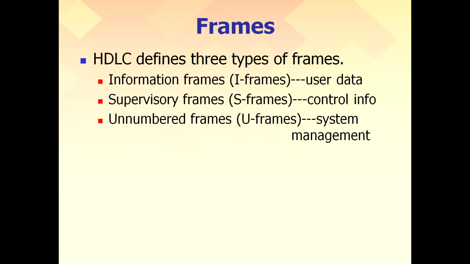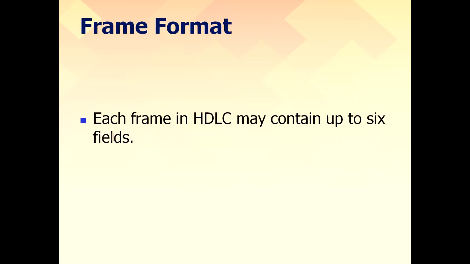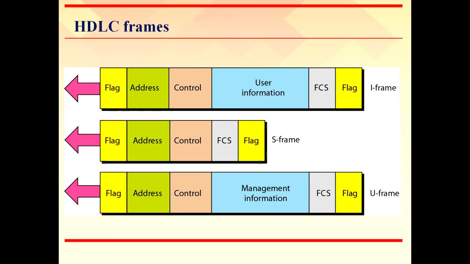Right, now you can see the frame format of HDLC. In HDLC we are discussing three types of frames: I frame, U frame and S frame. Each and every frame in HDLC may contain up to 6 fields. For example, the I frame has 6 fields and the S frame has fewer than 6 fields. Let us discuss each frame format in HDLC one by one. This is the diagram of the HDLC I frame, S frame and U frame. The frame direction is from starting to ending.